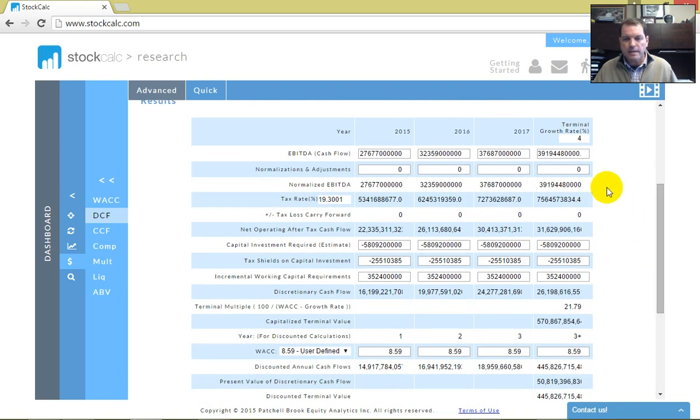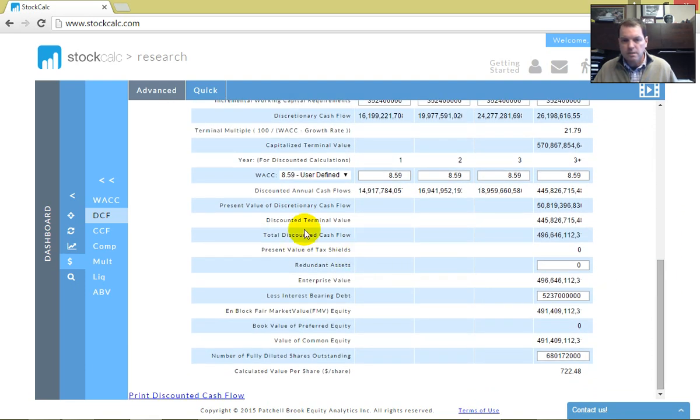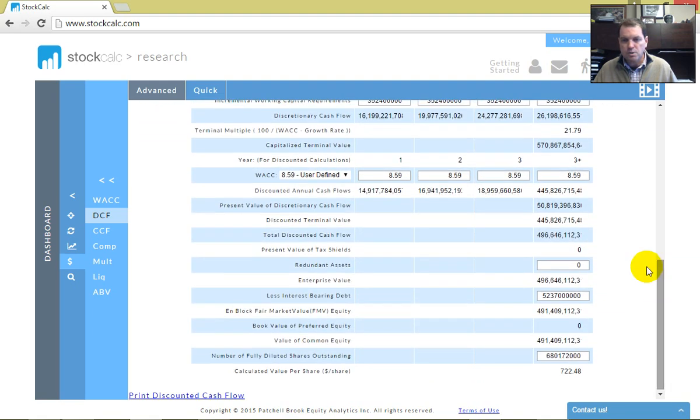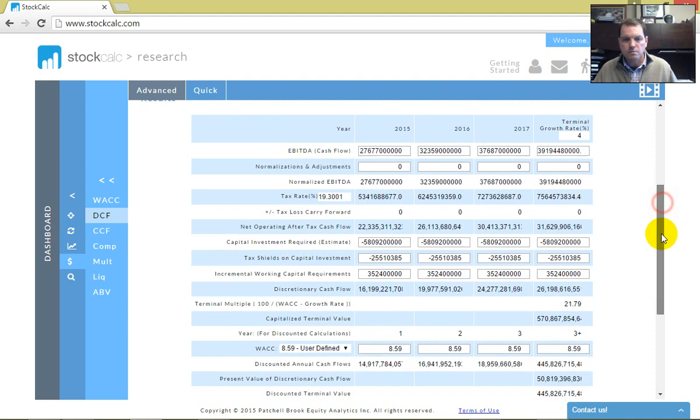The reason for that is that the terminal represents all of the value beyond 2017. So if we look down here, we can see the discounted terminal value is $445 billion of the approximately $500 billion in the total discounted cash flow that we have. $50 billion in the next 3 years, $445 thereafter. So a lot of the value of the company, the majority of the value of the company, is tied up in its terminal value. So the company is very sensitive to this terminal growth rate.